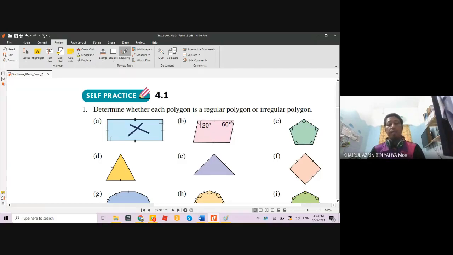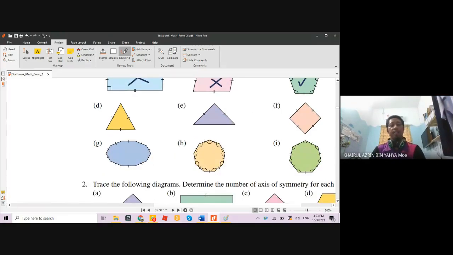Okay, B. This is a parallelogram. A parallelogram also not a regular polygon. We call as irregular polygon. Okay, C. This is pentagon and all sides are equal in length, sama panjang. Therefore, this is a regular polygon. Okay. D is an equilateral triangle. Of course, D a regular polygon.